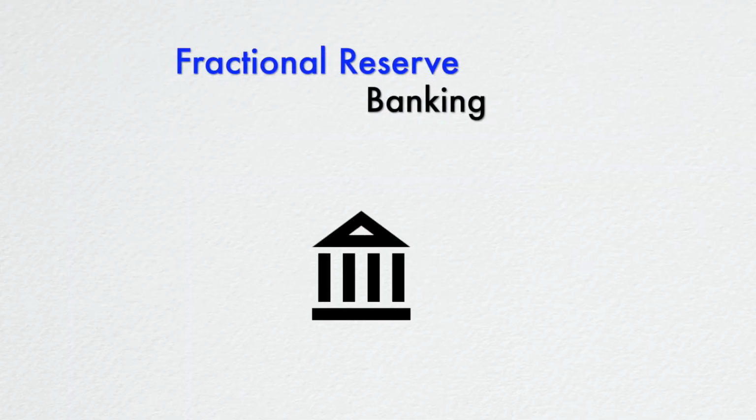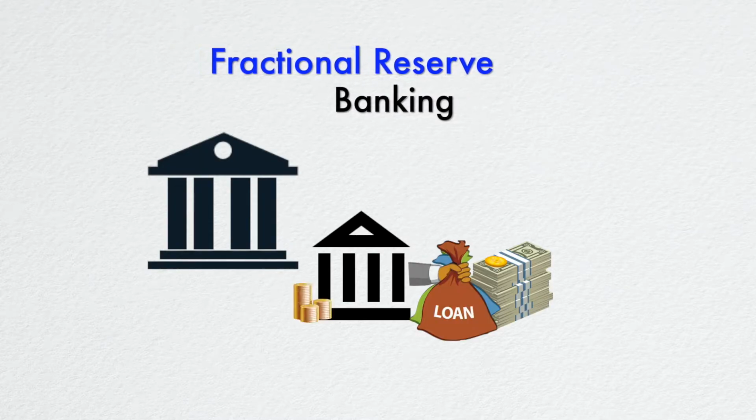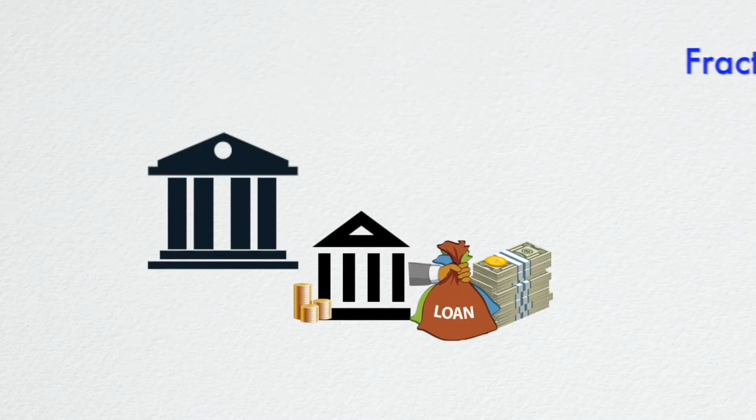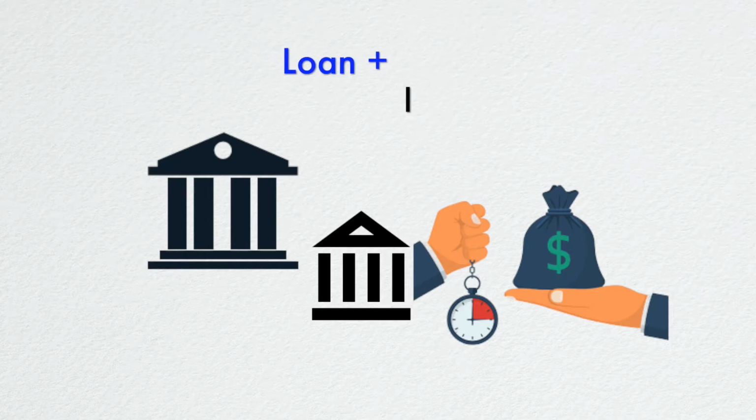And then there was fractional reserve banking, where banks licensed by the central bank can loan out money they have only a fraction of, then charge interest on the principal, the original money loaned, and expected to be paid back at a time in the future.